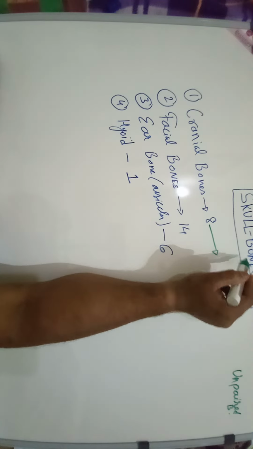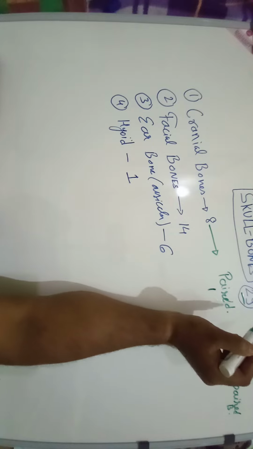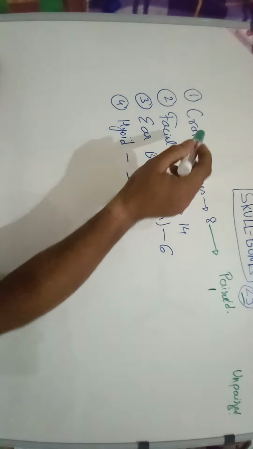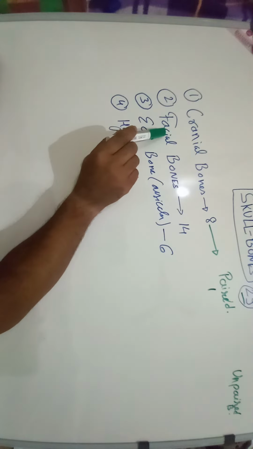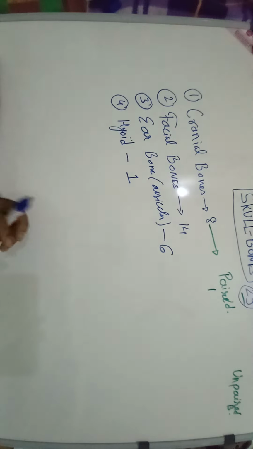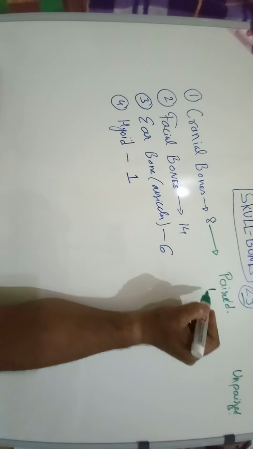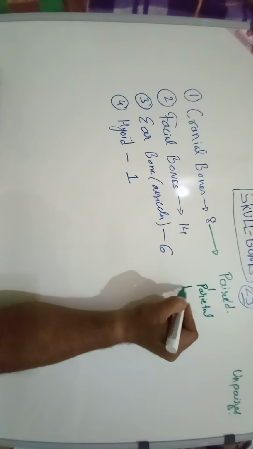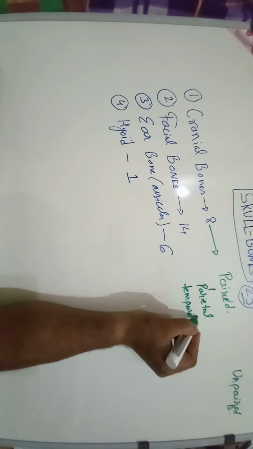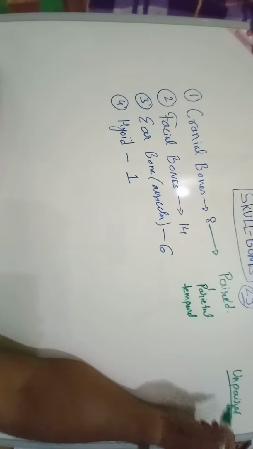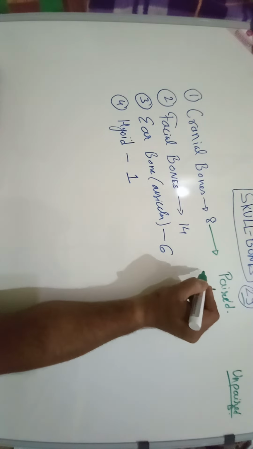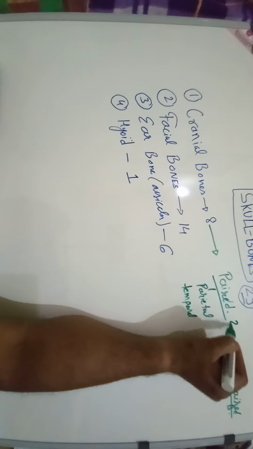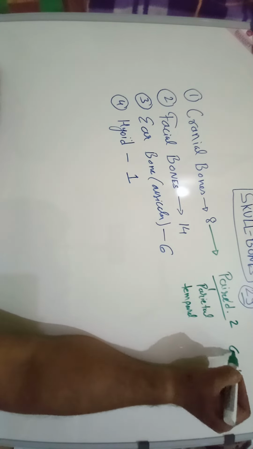We will discuss skull bones. Skull bones are 29 in number and of 4 types. We will differentiate them: cranial bones, facial bones, ossicles and hyoid bone. Cranial bones are of 2 types, paired bones and unpaired bones. Paired bones are parietal bone and temporal bone. Paired bones are 2 in number. Unpaired bones are 6 in number.